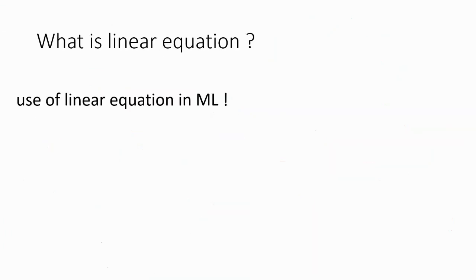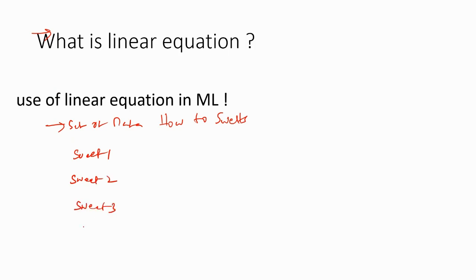In the previous examples we came to know what a linear equation is. So how will you use this in ML, I mean in machine learning? Let's say that I have a set of data. It consists of how to make different sweets. Let's say I have sweet 1, sweet 2, sweet 3, like this a set of points, up to sweet n.